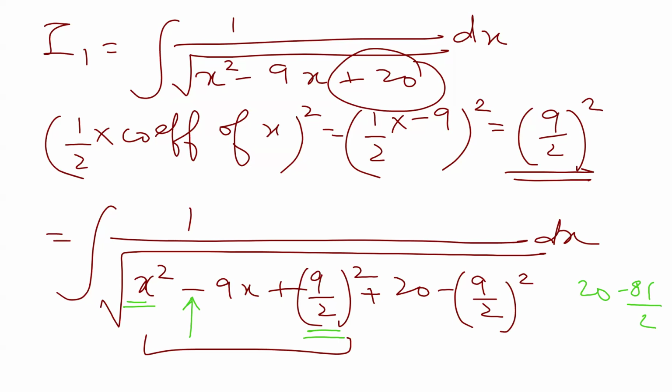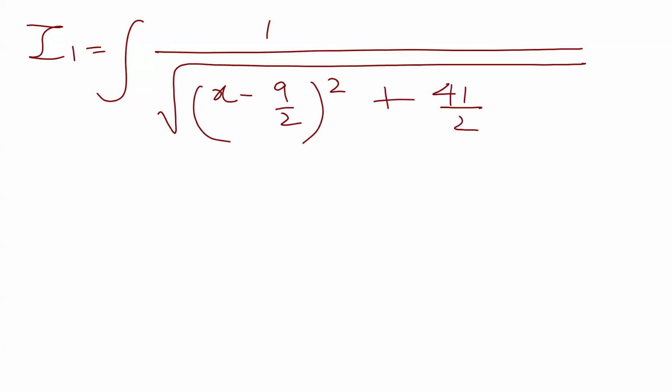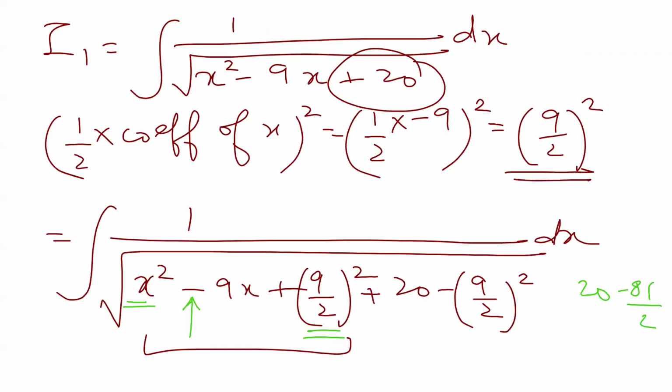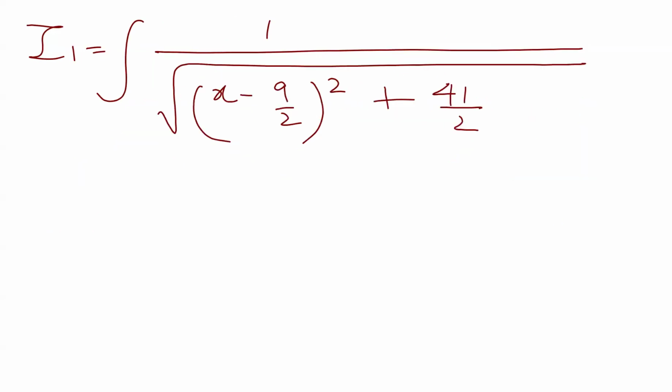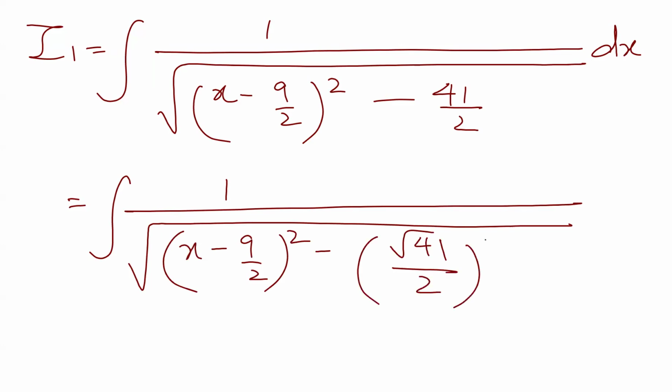So this can be further written as I1 is equal to integration of 1 upon root of (x minus 9 by 2) the whole square plus 41 by 2. Let me check whether it is plus or minus. Yeah, it's minus 41 by 2, since 40 minus 81 is minus 41 by 2, dx. So integration of root of (x minus 9 by 2) the whole square minus (root 41 by 2) the whole square dx. So this term is x and this term is a.